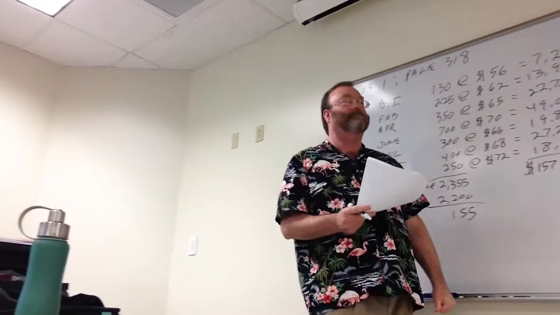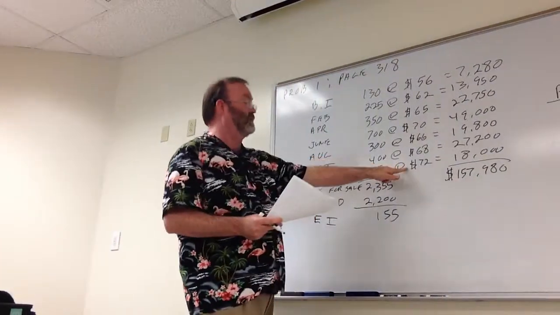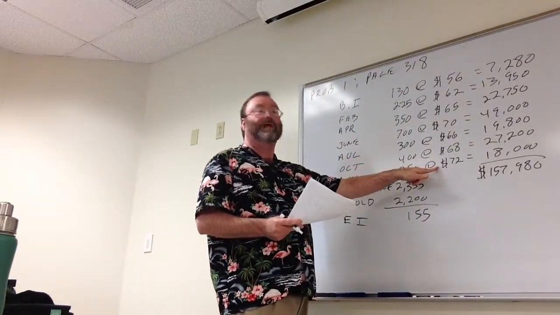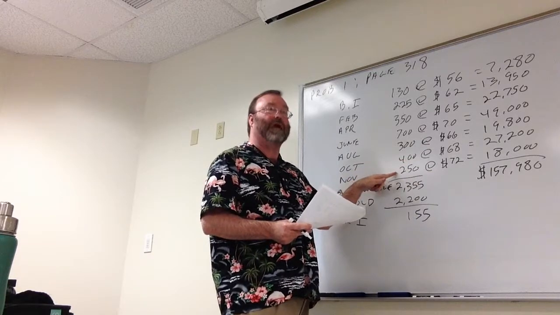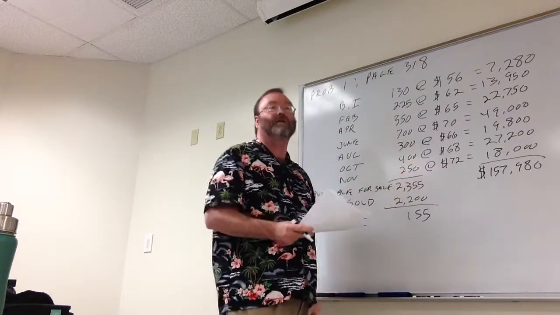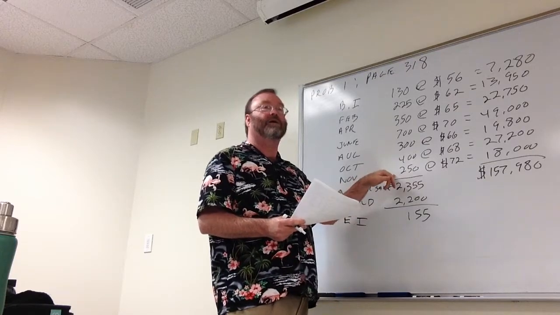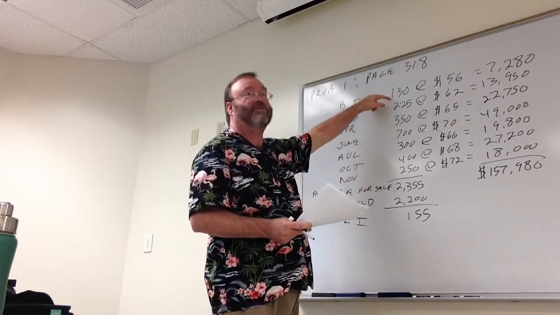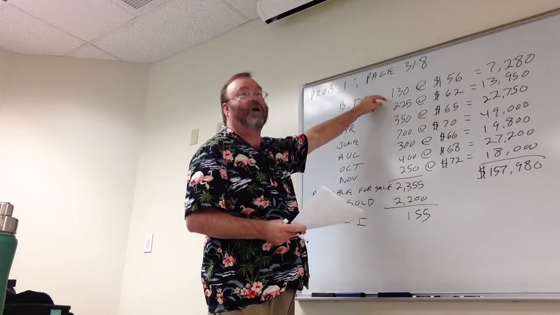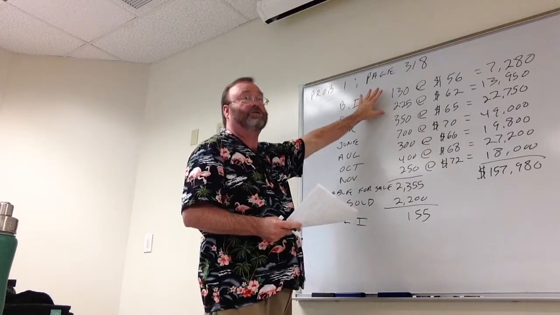Where does the $72 come from? That's the purchase. That's what you bought in November. Each one of these 250 unit cabinets, you bought at $72 each. Because that's what's left. FIFO, you sold first in, first out. So you started selling all this. You sold 2,200 units.